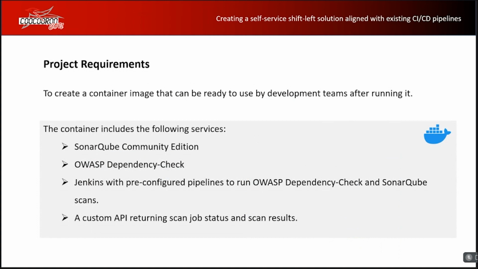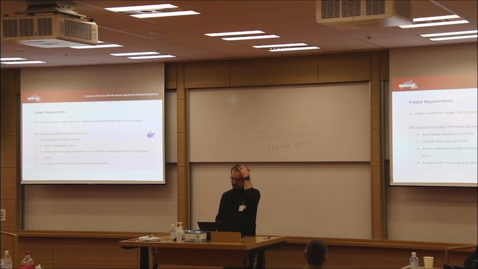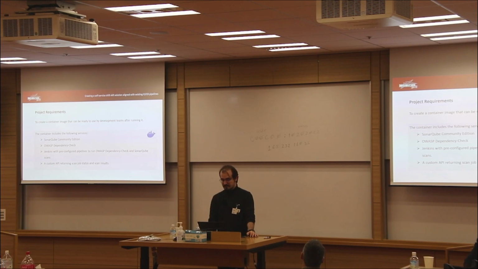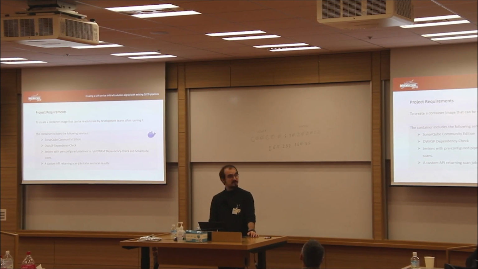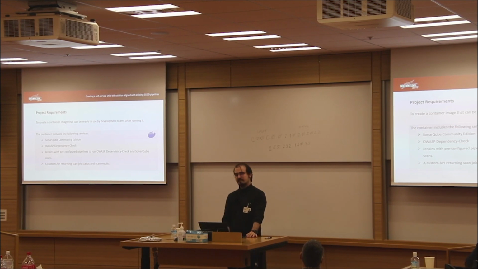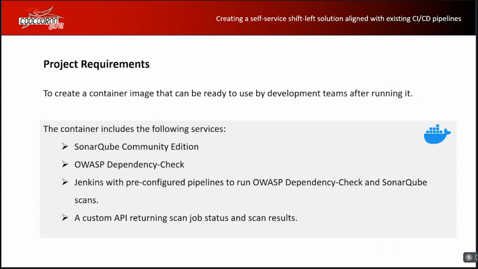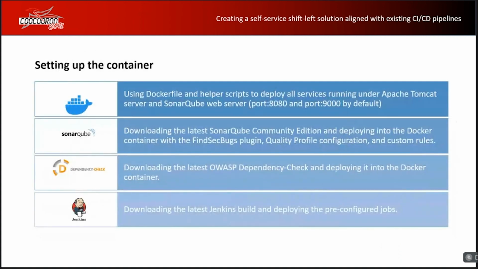Right. Okay. Jenkins and Find Security Bugs plugin to have additional Java scan rules. OWASP dependency check package, Jenkins, and pre-configured pipelines to run OWASP dependency check and SonarQube scan jobs. And we also decided we need a minimal custom API that is required to check each scan job's status and return the scan status to the main developer pipeline.